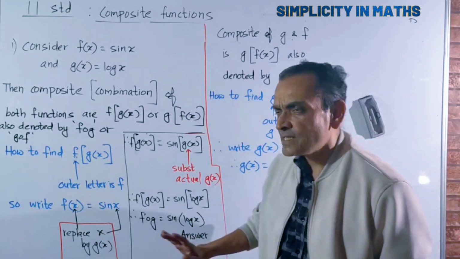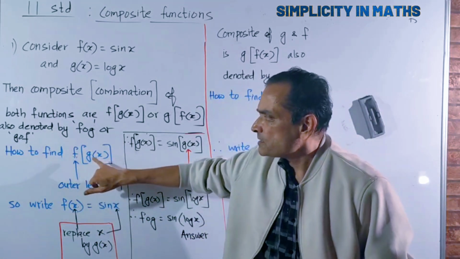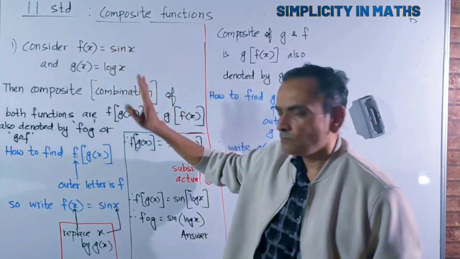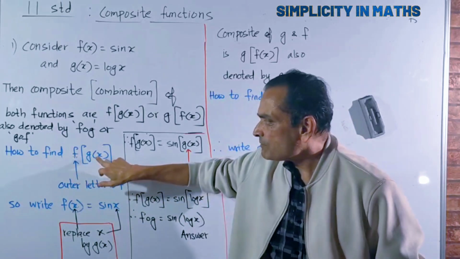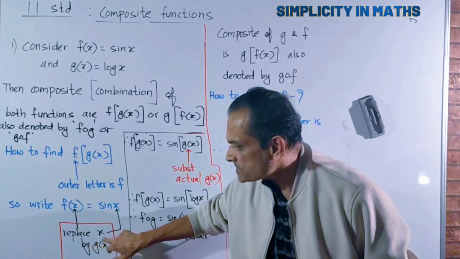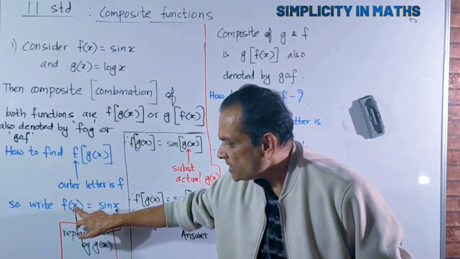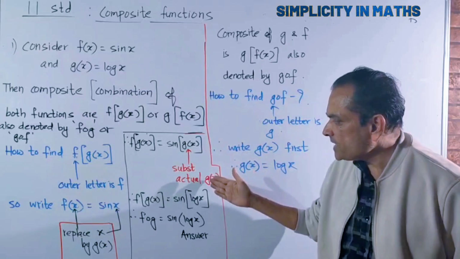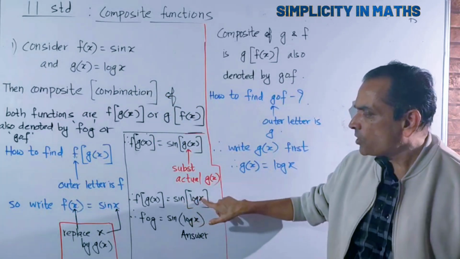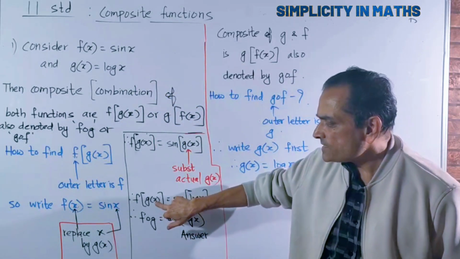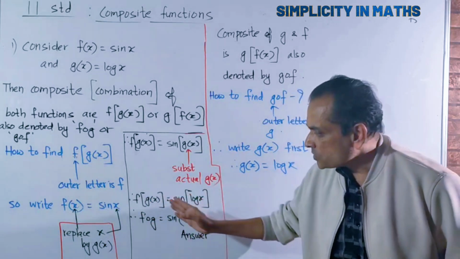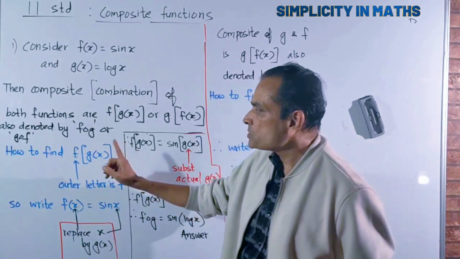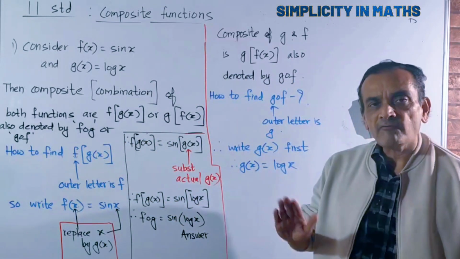वापस फास्ट देखेंगे. To find f of gx, outer letter is f. So write fx first. Whatever is given. हमको क्या चाहिए? f के सामने gx चाहिए. So replace x by gx. Simple. So यहाँ पे gx डालो, यहाँ पे gx डालो. Right hand side replace actual gx. कितना दिया है? log x. So sin of log x. Don't touch the gx on the left hand side because we already have got f of gx. So f of gx is equal to sin of log x. Simple सी बात है. So this is the first type of composite function, fog or f of gx.